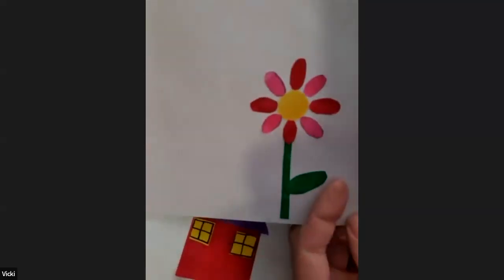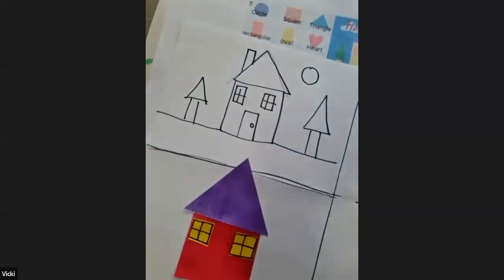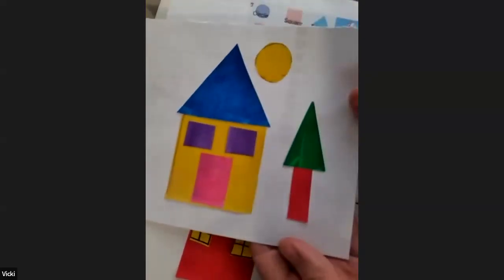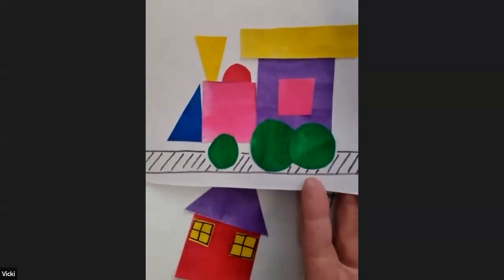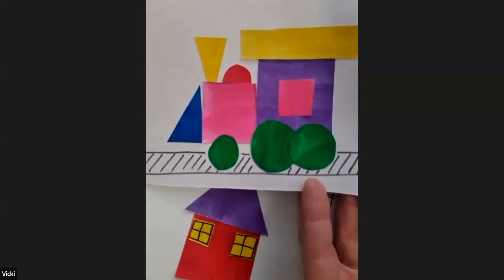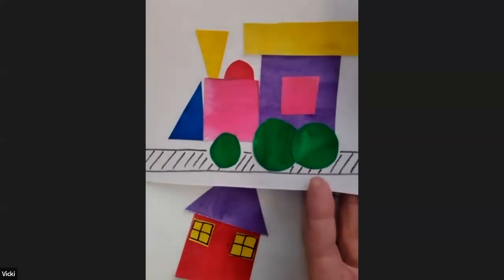I have that one there. I haven't finished that one. And this is another house that I did. And look at this really cool one. You like my train? My house blue. Yeah, that's fine. Everybody can choose their own colors. They don't have to be exactly like the picture. And this is my train.